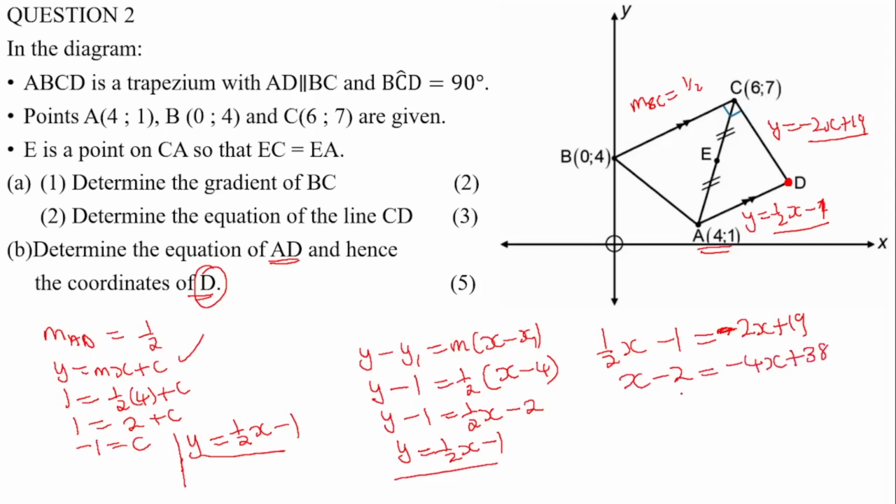Okay, and then we can add 4x on both sides of the equation, get 5x, then add 2 on both sides of the equation, you get 40, then divide by 5 on both sides of the equation, x is equal to 8. Right, we can substitute into this one or this one, whichever you find easier to use, to get y is equal to 1 over 2 times 8 minus 1. So 1 over 2 times 8 is 4, 4 minus 1 is 3, so this is 3. So the coordinates of D should be (8, 3). Okay, these are the coordinates of D.